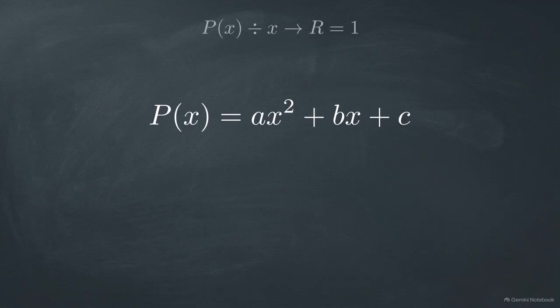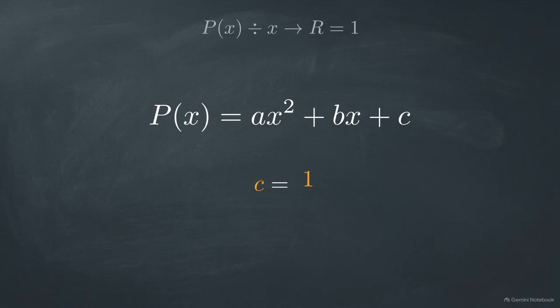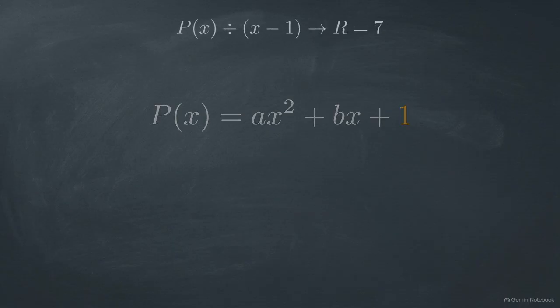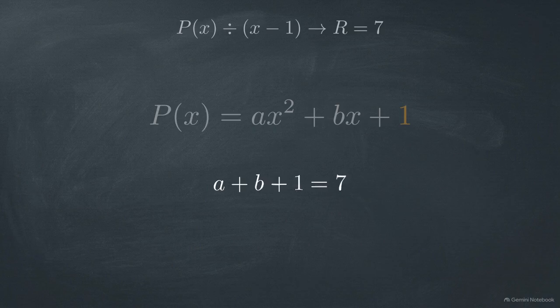When the unknown system is divided by x, the remainder is exactly 1. The remainder theorem states that evaluating the function at 0 must equal that remainder. This causes the quadratic and linear terms to collapse, proving that the constant c is 1. A second output shows that when the system is divided by x minus 1, the remainder is 7. This means the function evaluated at 1 equals 7, which we translate into a linear equation, a plus b plus 1 equals 7.